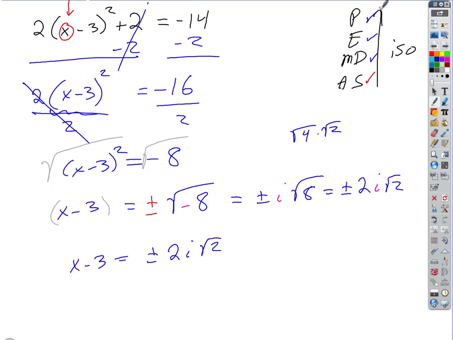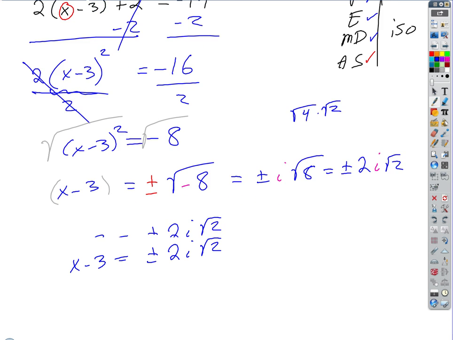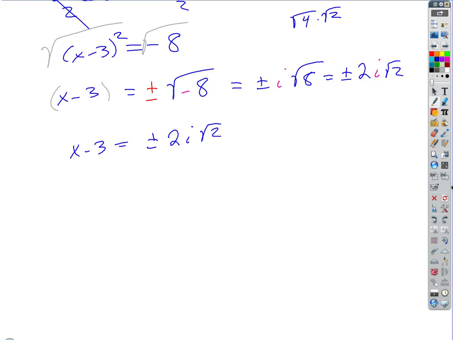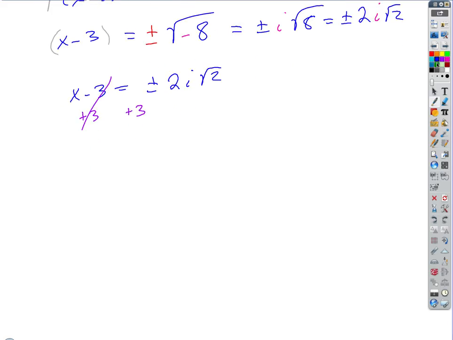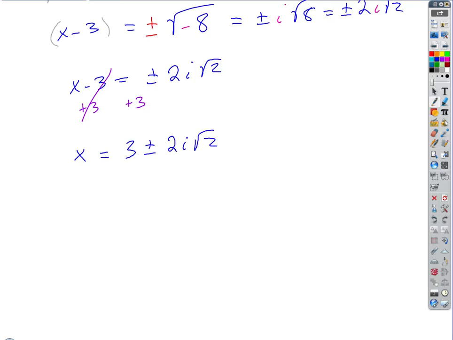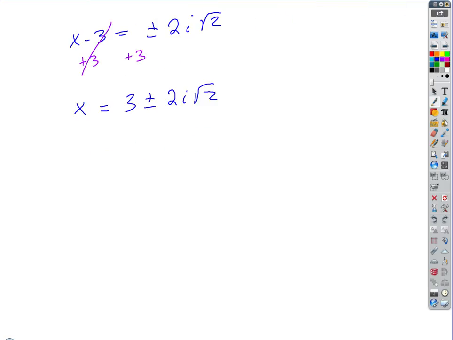Parentheses. Well, okay. Those used to be the parentheses. So I finally made it up to the parentheses. What's the last thing I have to do to get that x by itself? Add 3. Because on x minus, I got to undo subtracting 3. So we'll add 3 to both sides. And where we want to put that is in front of the plus or minus. So we're going to get 3 plus or minus 2i radical 2.